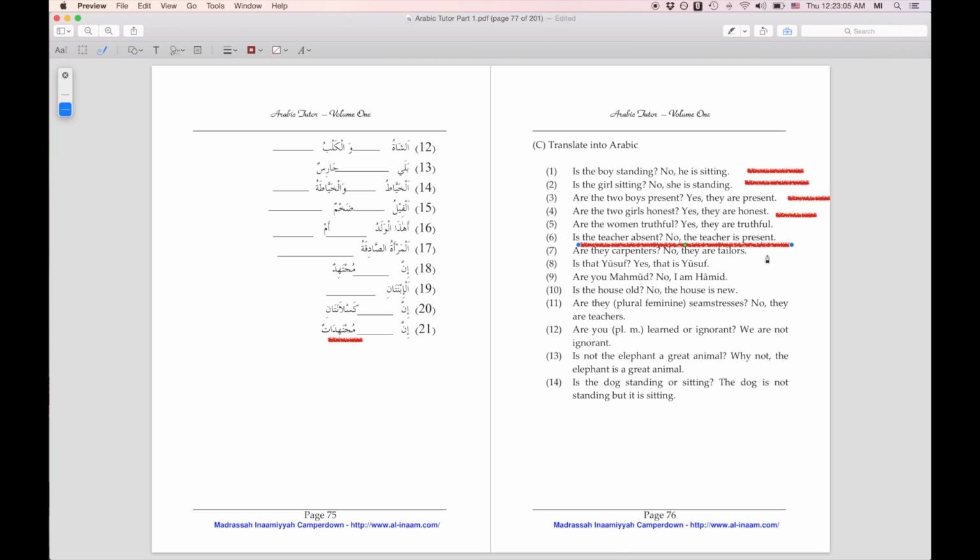هل المعلم غائب؟ لا. المعلم حاضر. Number 7. Are they carpenters? هل هم or أهم نجارون؟ No. لا. They are tailors. هم خياطون. Is that Yusuf? أهو يوسف؟ Yes, that is Yusuf. نعم هو يوسف. Are you Mahmoud? أأنت or هل أنت؟ أأنت محمود؟ Actually no. لا. أنا حامد. Remember with the أنا it has a noon fatha, but you read it as ana. Write it as أنا.